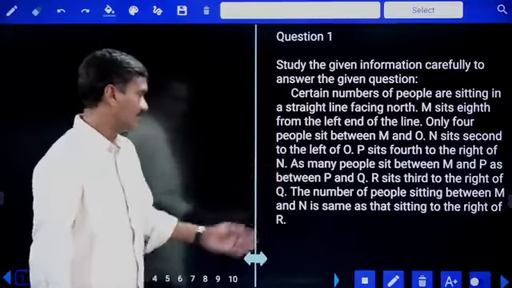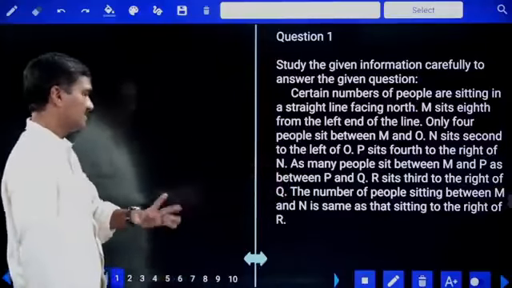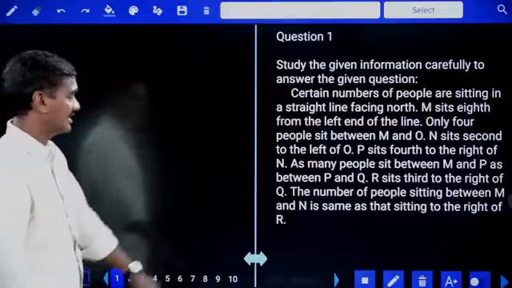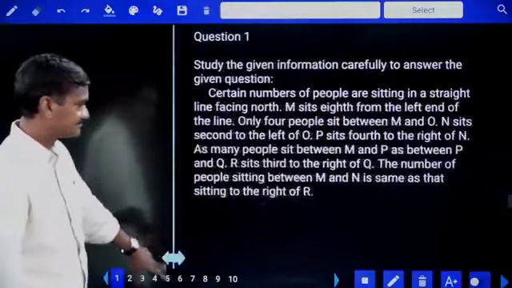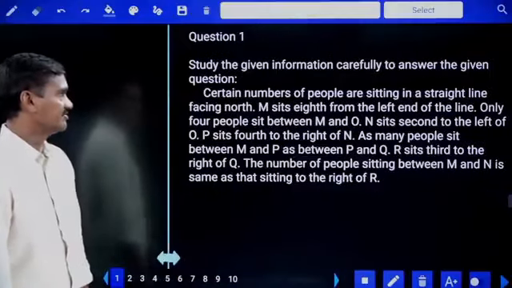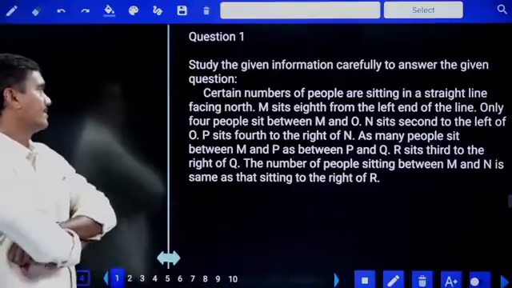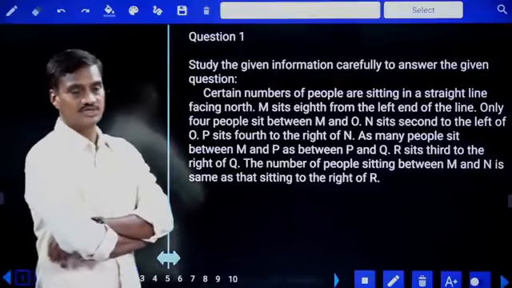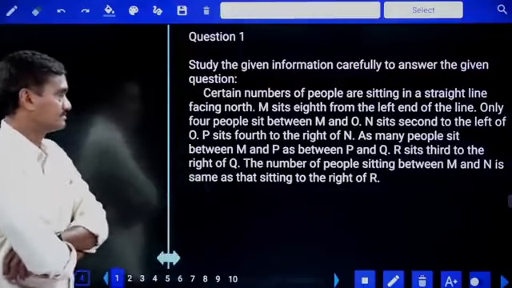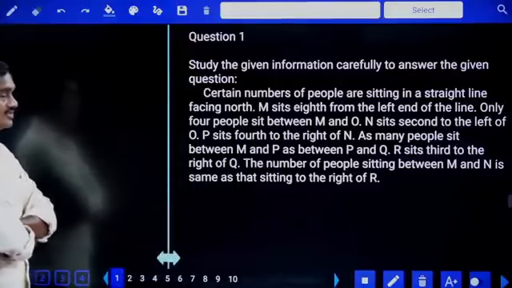Done now, sir, let us start with this one. Yes, 2 minutes time is allotted to this one. Certain number of people are sitting in a straight line. Facing north is given. Let's start working this out. All the persons are facing towards north.